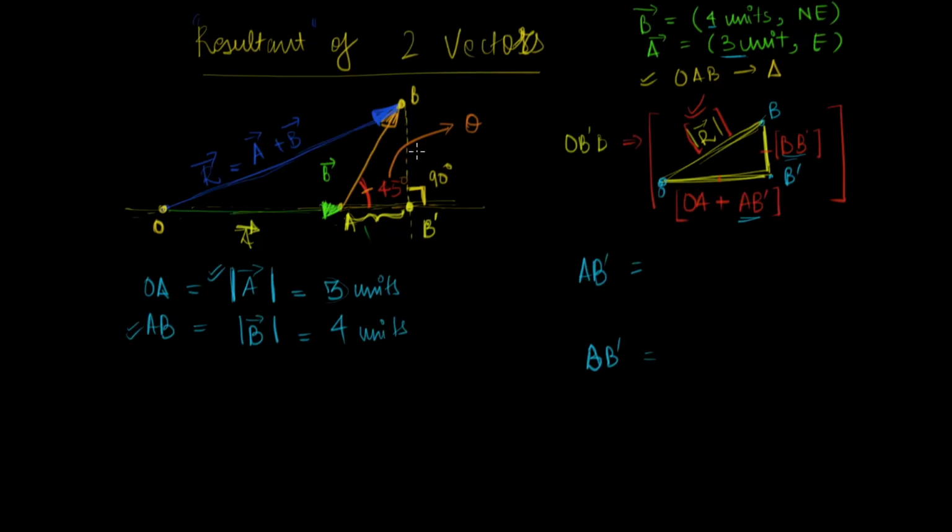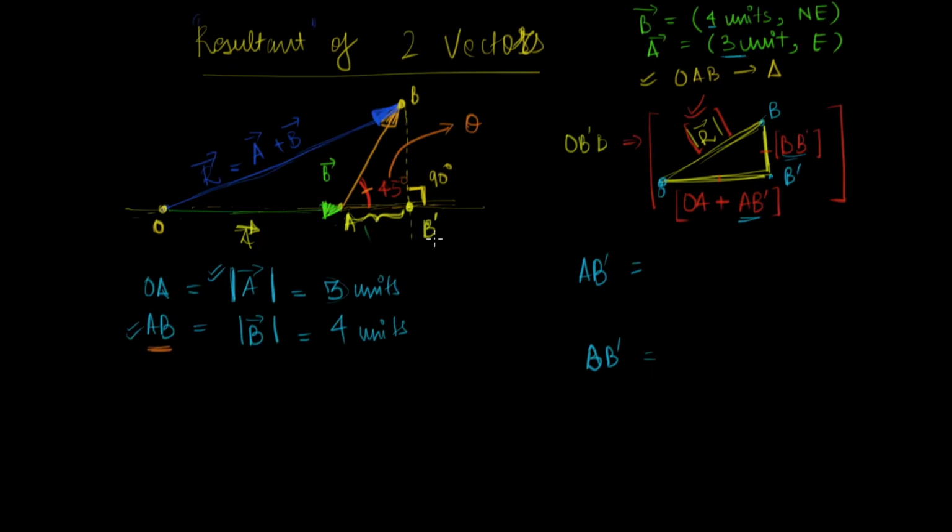So AB prime, if you look at this triangle, AB prime and B, you would realize that that is also a 90-degree triangle. So if we know the hypotenuse and the angle, then we know the base and the perpendicular. So the hypotenuse here is AB.